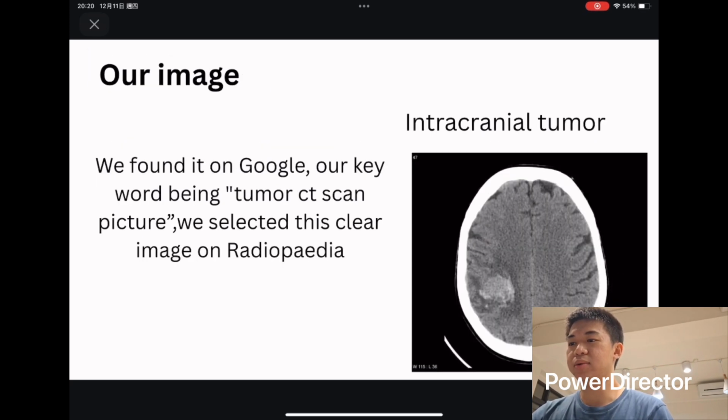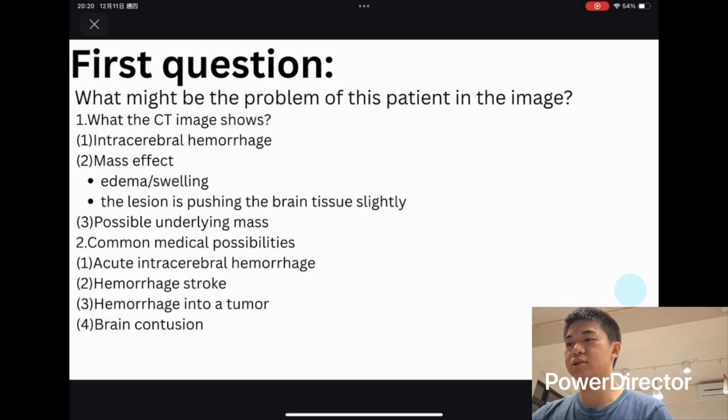And we typed the keyword tumor CT scan on Google to find an intracranial tumor image. Next, we gave ChatGPT a question: What may be the problem of this patient in the imagery with this intracranial tumor image? And ChatGPT's answer had two main points.